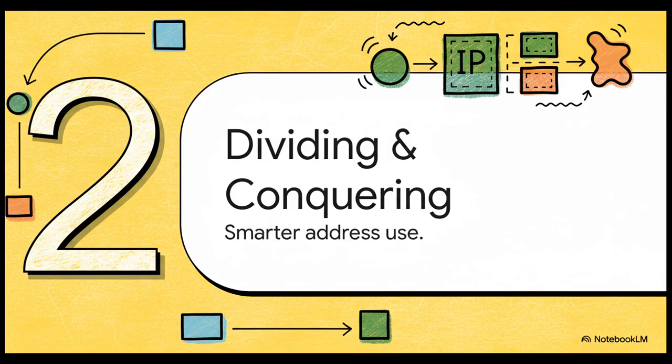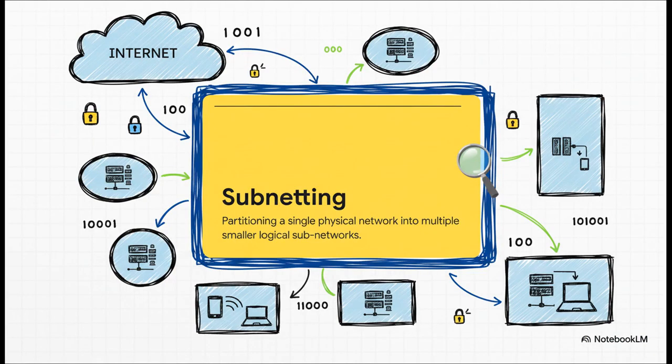And that wastefulness brings us to our next section, and the truly elegant solution to this whole mess, subnetting. This is where people got smart and figured out how to divide and conquer the address blocks they were assigned. So what is it exactly? Well, at its core, subnetting is just a strategy. It's the act of taking one big network and chopping it up into multiple smaller, more manageable subnetworks.